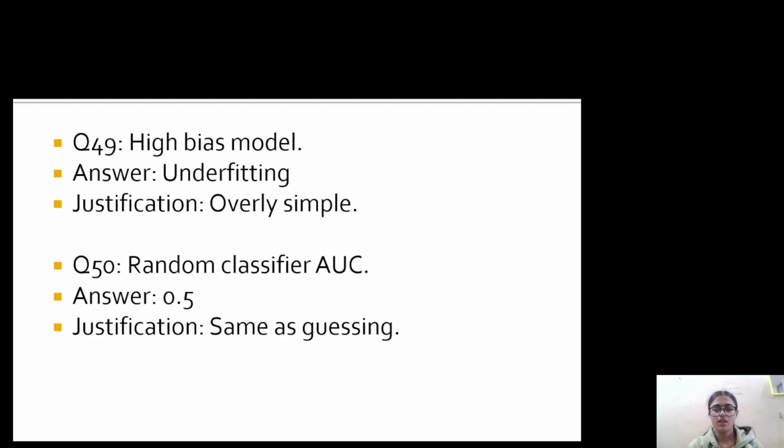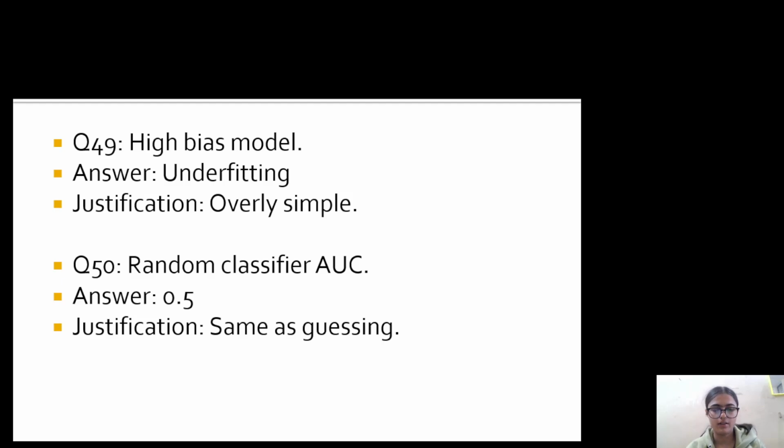Next, a model suffering from high bias is called what? It is known as underfitting. High bias means the model is too simple and cannot learn important patterns. Underfitting leads to low accuracy on both training and testing data.